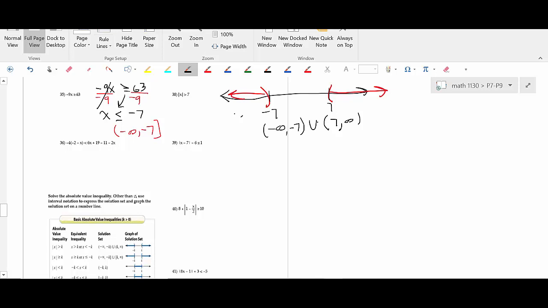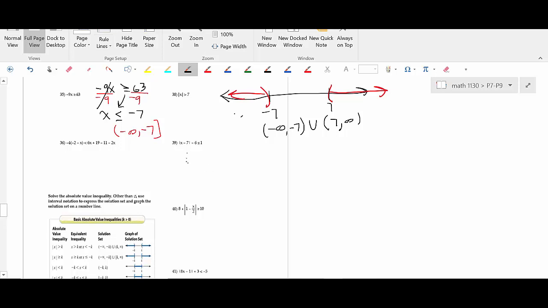So you want to put that like that. That's how you write the solution to that kind of problem. Okay? So try to think in your mind that absolute value less than is a small distance. Absolute value greater than is a big distance. That's the idea. Okay? All right?